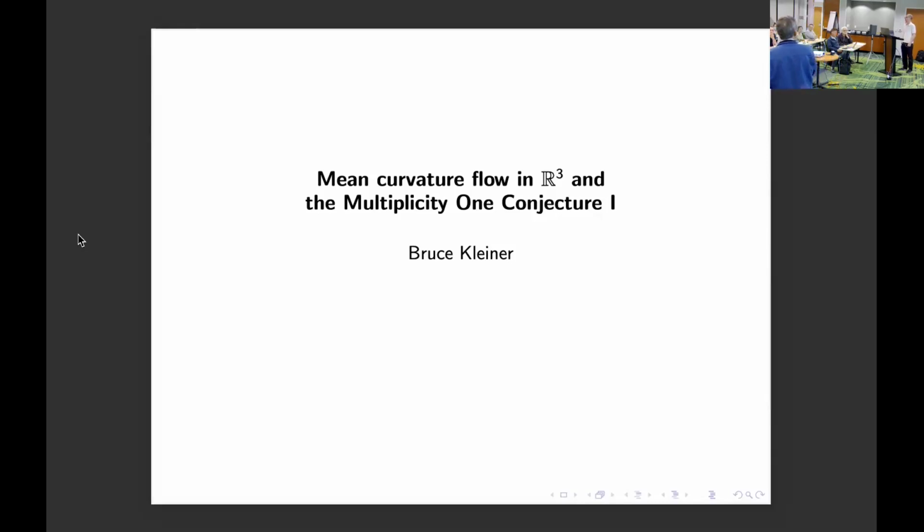So the next two talks will be a series on the mean curvature flow in R3 and the multiplicity one conjecture, given jointly by Richard Bamler of UC Berkeley and Bruce Kleiner of Courant Institute. And our speaker will clarify who he really is. Okay, so first, I'm not Richard Bamler.